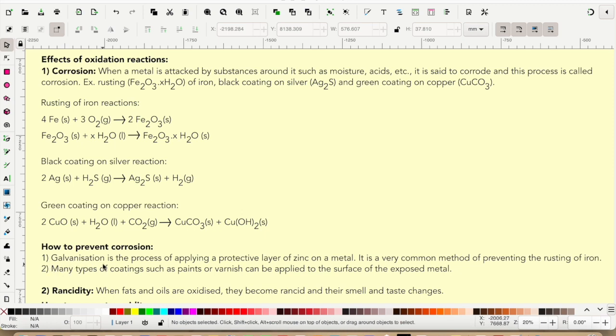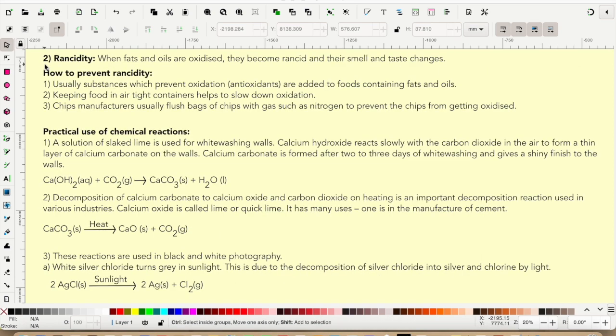First one is galvanization. Galvanization is the process of applying a protective layer of zinc on a metal. It is a very common method of preventing the rusting of iron. Second one, many types of coatings such as paints or varnish can be applied to the surface of the exposed metal. Second disadvantage of oxidation is rancidity. When fats and oils are oxidized, they become rancid and their smell and taste changes. They emanate foul smell and taste bad.